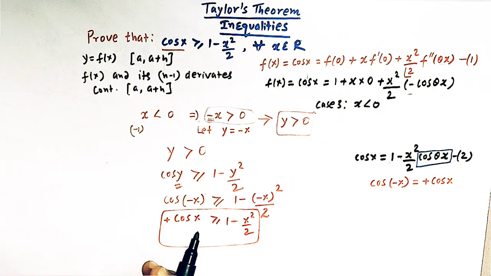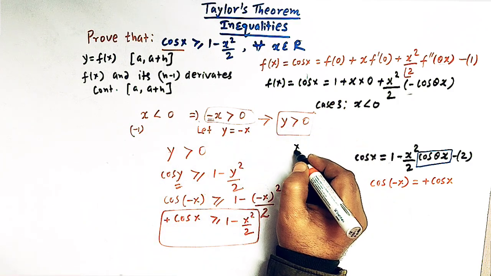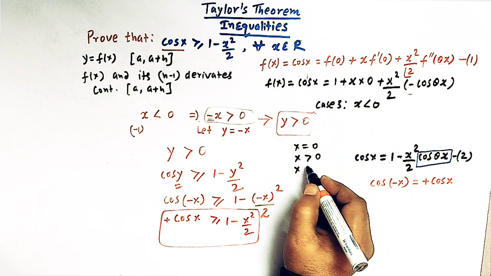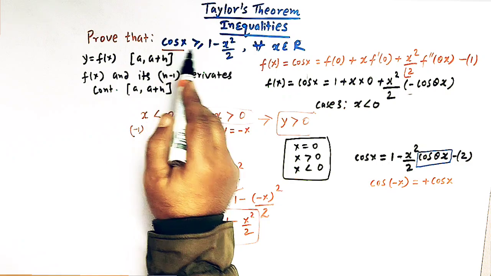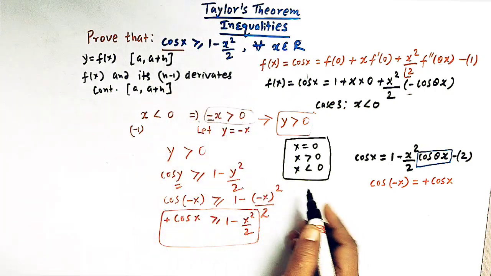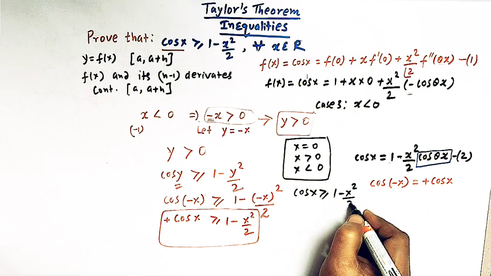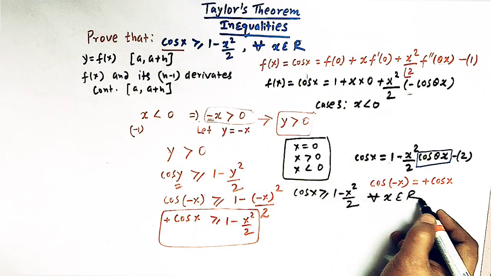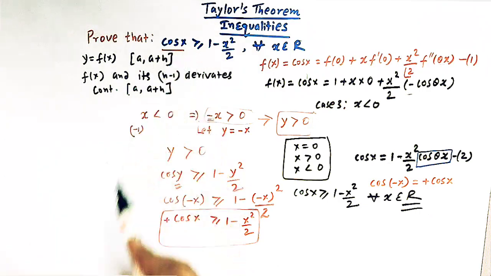So viewers, this is how, with the help of these three cases, that is, in case 1 we have x is equal to 0, in case 2 we have x greater than 0, and in case 3 we have x less than 0, in all these situations this inequality is valid, right? So we can say that cos of x is greater than or equal to 1 minus x square over 2 for all x belonging to the set of real numbers. So this is how, by the application of Taylor's theorem, we can arrive at this inequality.